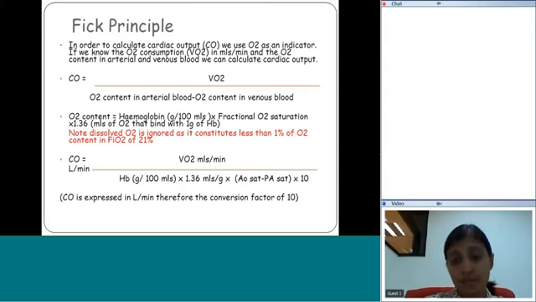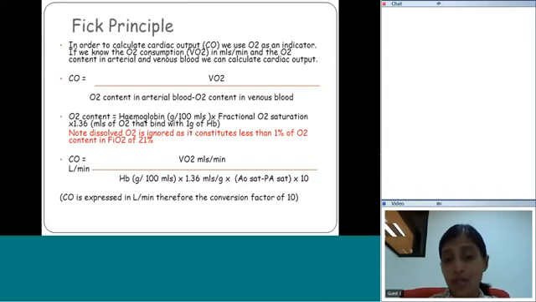So you know the arterial saturation and you know the mixed venous saturation. In the absence of a shunt, the venous saturation and the PA saturation are the same. Mixed venous saturation and PA saturation are the same. So that is how cardiac output is calculated.